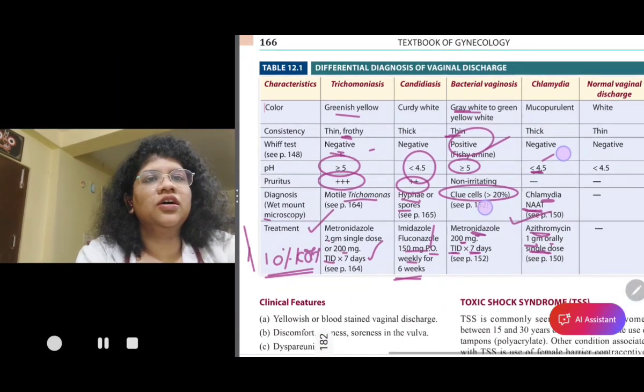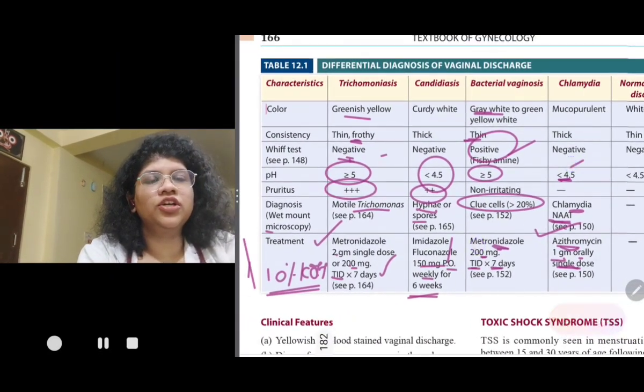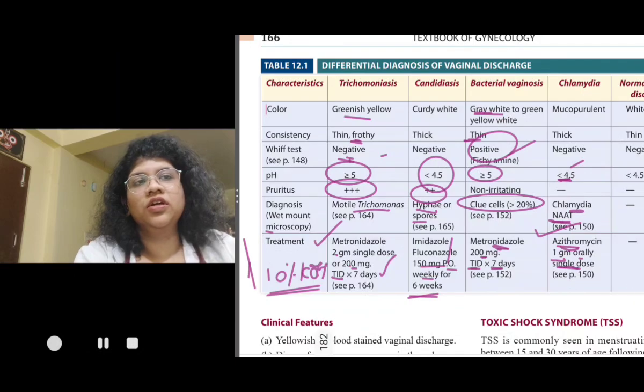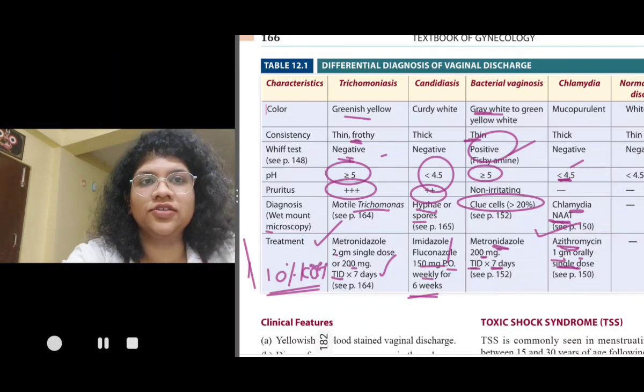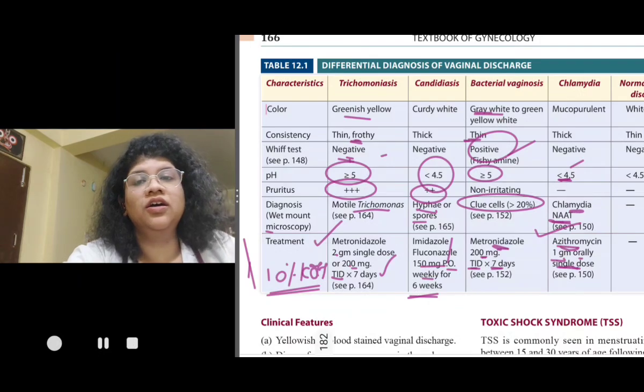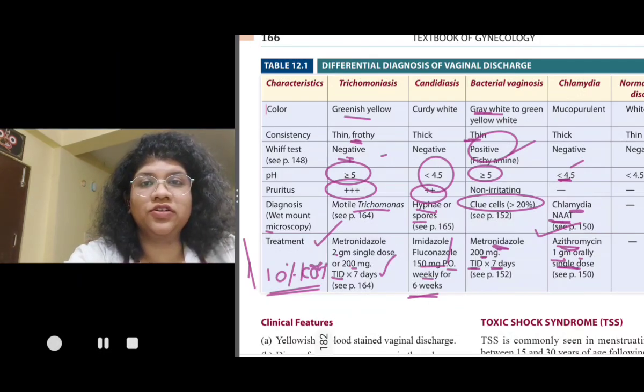So this is in a nutshell about all the important differential diagnoses of vaginal discharge. Each and every point of this table is a potential MCQ. And also stay tuned, because I'll make another video about the normal vaginal flora and how it differs in different age groups.